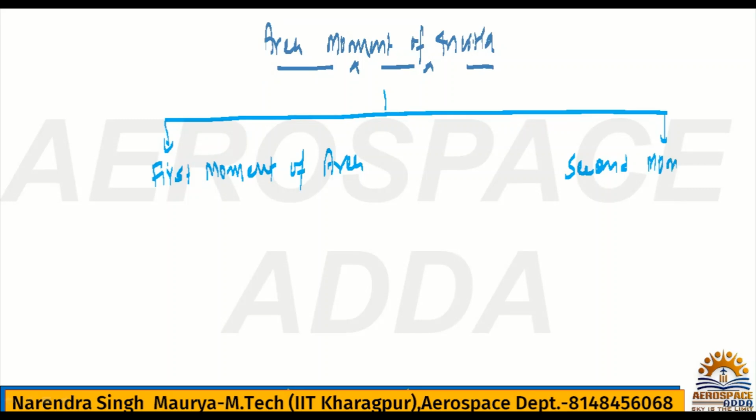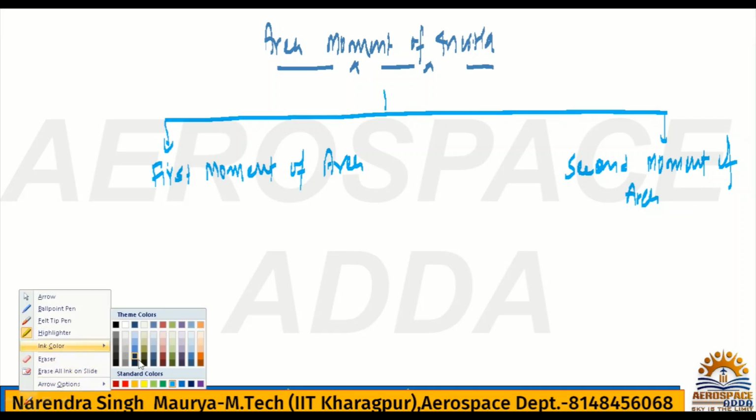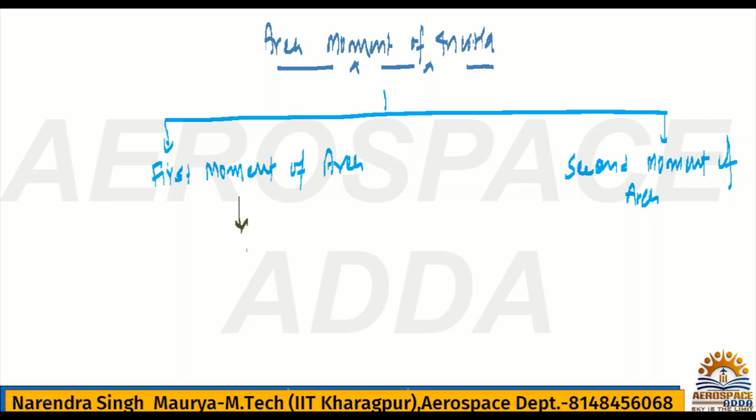Second moment of area. Okay. If you talk about the first moment of area, so just see, first moment of area, basically if you take any system, and you want to find the centroid of an area, then we have to use first moment of area.